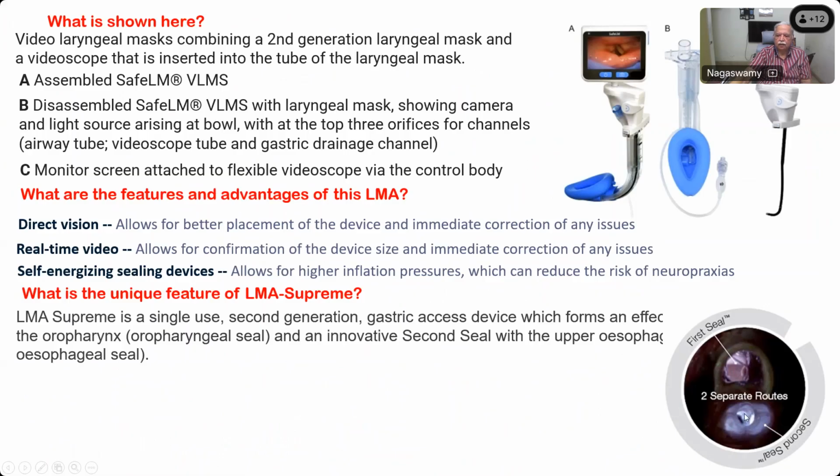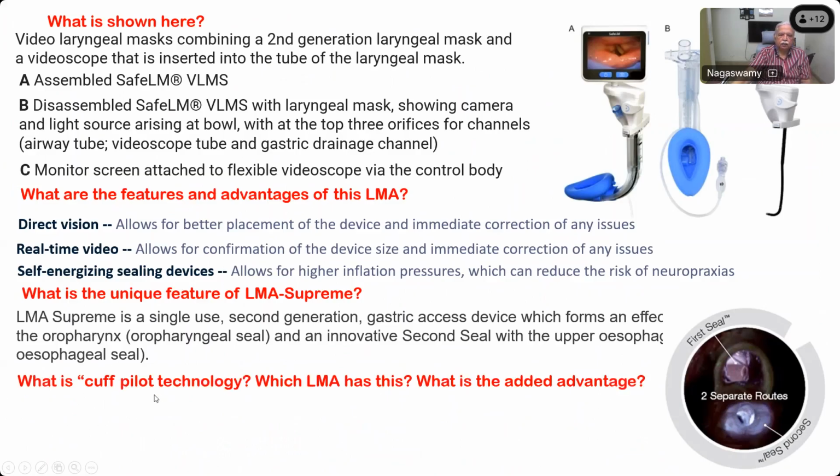So this opening normally present in other LMAs will be just abutting into the point of entry of the esophagus. Here this also has a balloon which will prevent any side leakage through the hole. So that is the uniqueness of this LMA Supreme. What is cuff pilot technology? Which LMA has this and what is the added advantage?